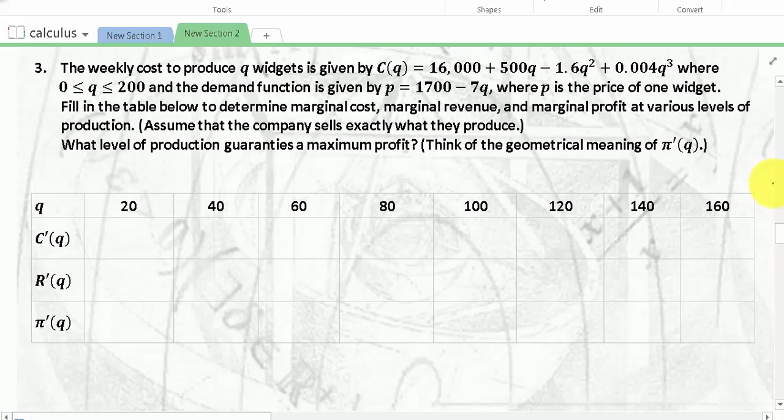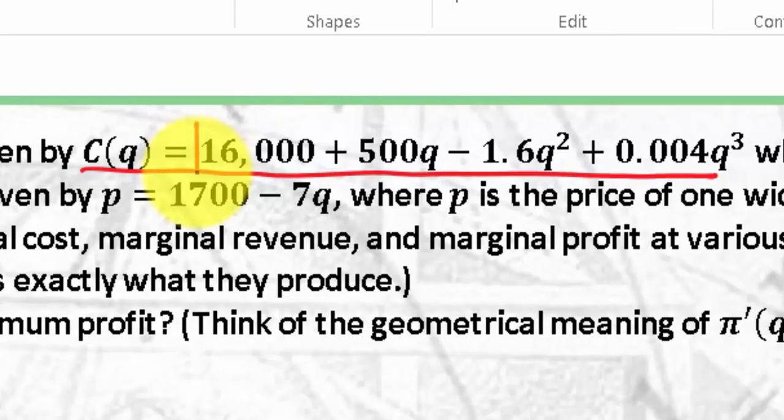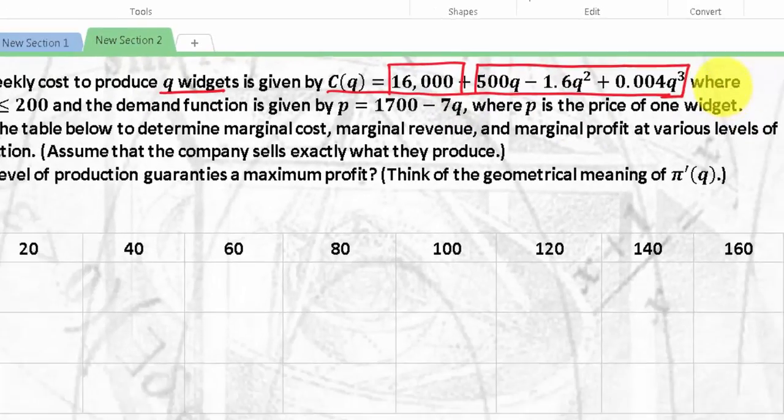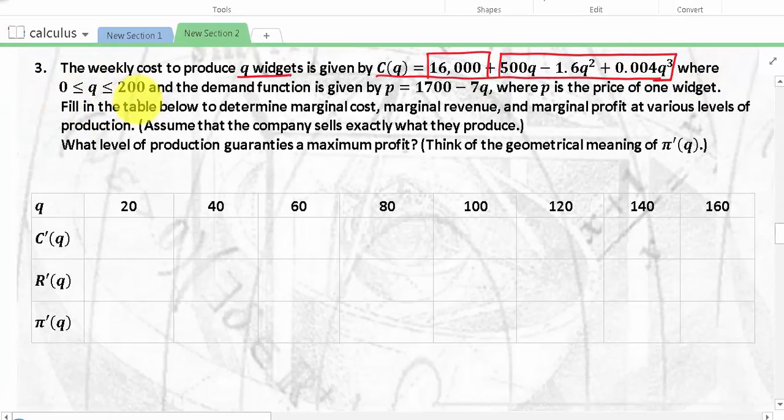Okay, so this is a weekly cost to produce Q widgets. Right here, here's a cost right there. Again, you recognize the fixed cost and the variable cost. They contain a variable where Q is between 0 and 200. And the demand function, this is another visitor from the past, where P is a price of one widget and Q is a number of widgets, right? Fill in the table below to determine the marginal cost, marginal revenue, marginal profit at various levels of production. Assume that the company sells exactly what they produce. Of course, that's a big assumption, no stock.